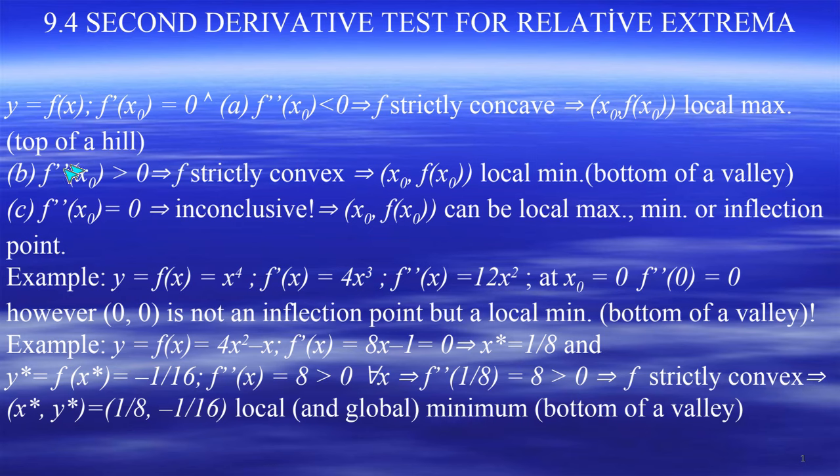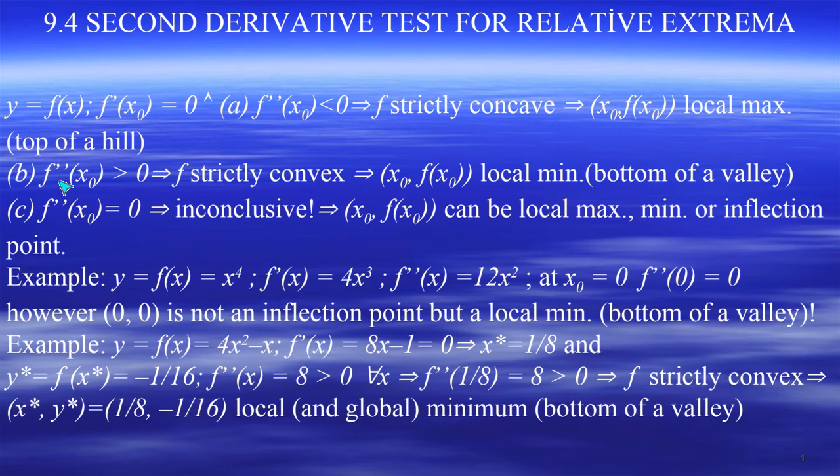B, if the second derivative of the function, f double prime of x0, is greater than zero at this stationary point x0, then the function is strictly convex in this neighborhood. Therefore, the point x0, f of x0 is a local minimum, bottom of a valley.